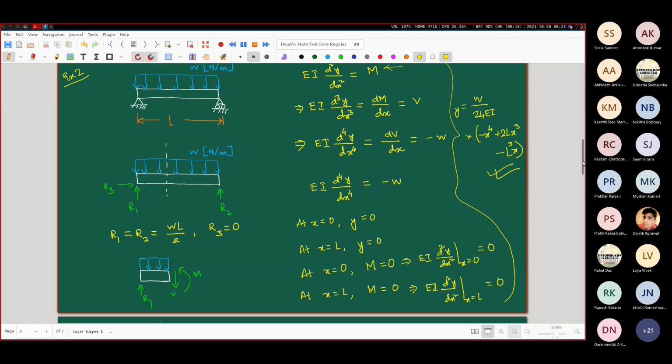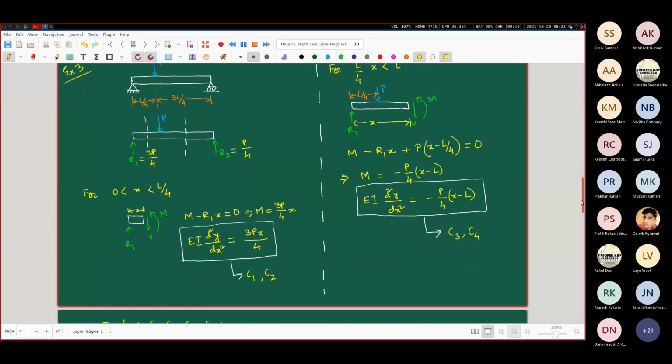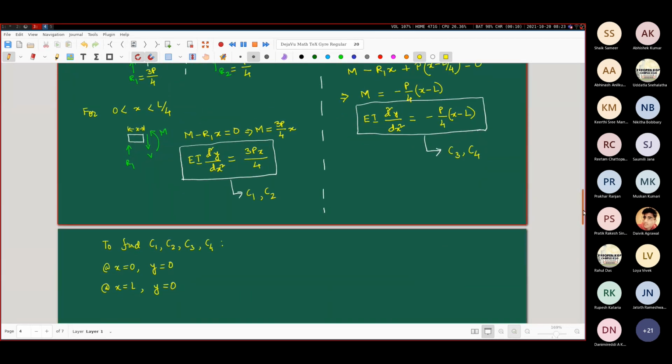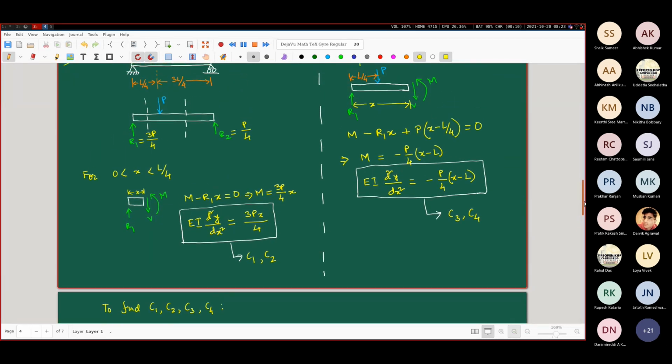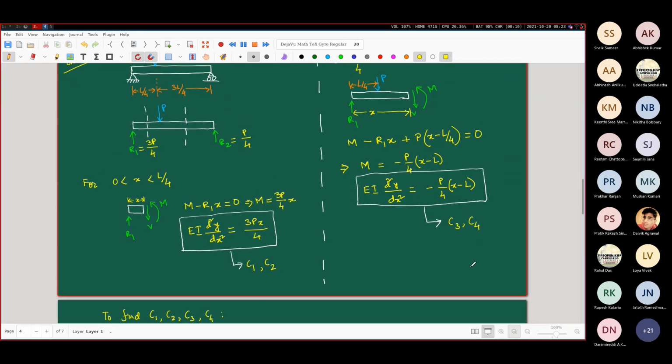Okay, there's a very subtle problem. You see, what is the nature of the governing equation that we are solving now? The nature of this governing equation is a second order linear differential equation. Second order means the order of this derivative is 2. In fact, these things are the bending moment expressions. EI d square y dx square, that is M.